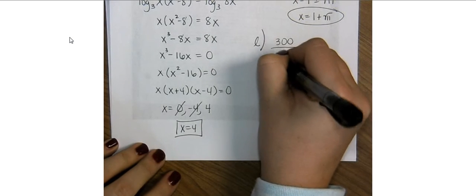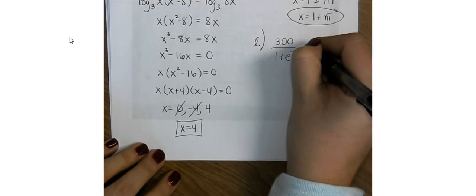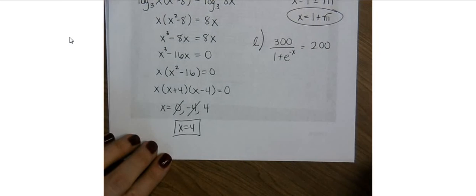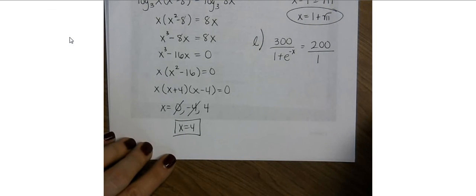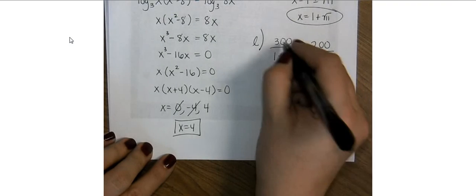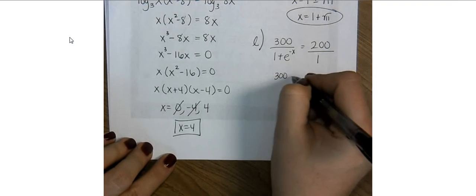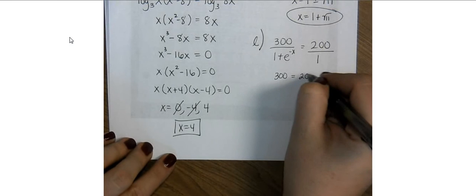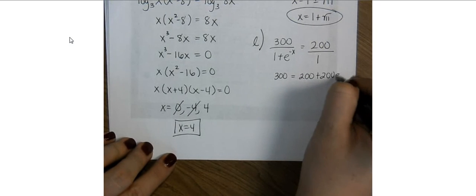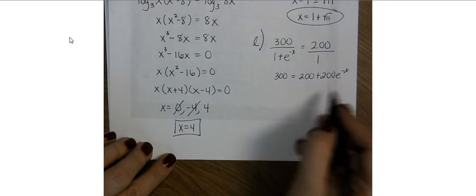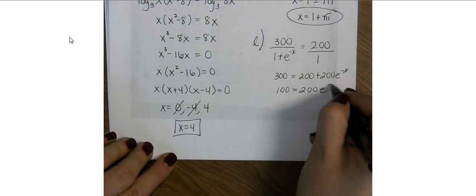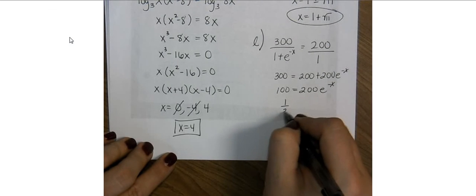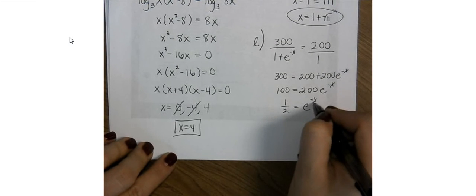300 over 1 plus e to the negative x equals 200. All right, so right now what I'm thinking is, first of all, I want to put this over 1. When I do that, I create a proportion, and I can cross multiply. So I have 300 times 1, which is 300, and then 200 times this gives me 200 plus 200 e to the negative x. I can subtract over the 200, and then I can divide by the 200, giving me 1/2 equals e to the negative x.